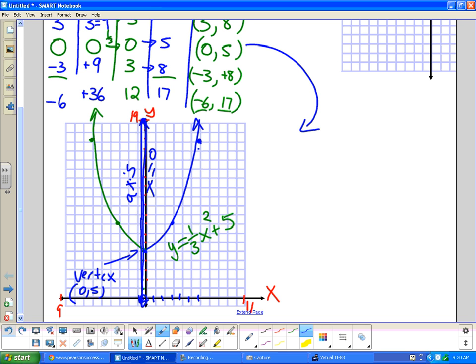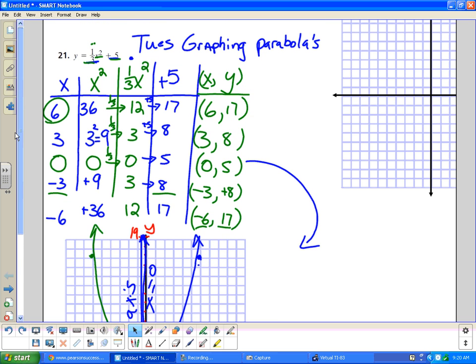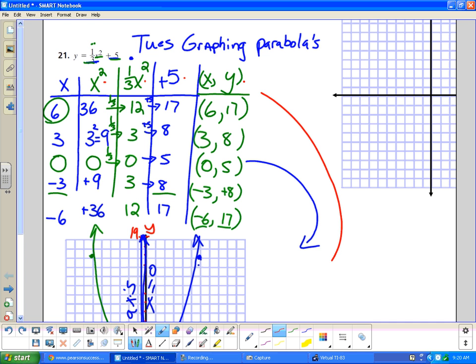So that would be how you graph a parabola. Start off with a chart and take it very slowly. Square your x first, then do the operation, then add what you need to it, and get your ordered pair, and then graph.